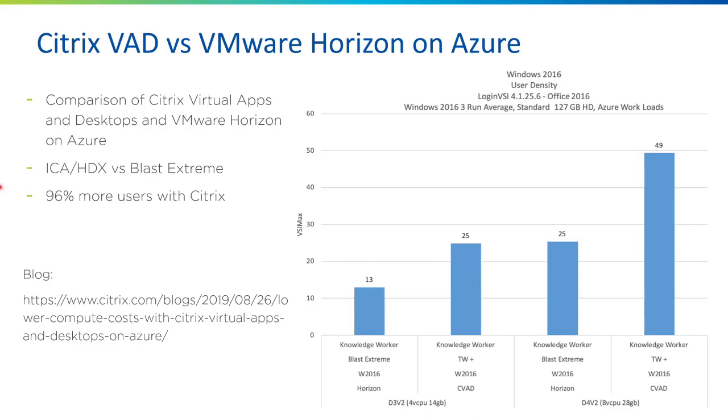So you could also say essentially it's a bake-off between ICA HDX and the BLAST Extreme protocol. What Citrix saw here was a difference of up to 96% more users in a Citrix environment. So understanding the protocol is essential, again, to sizing these solutions. How do I find out how that protocol reacts?